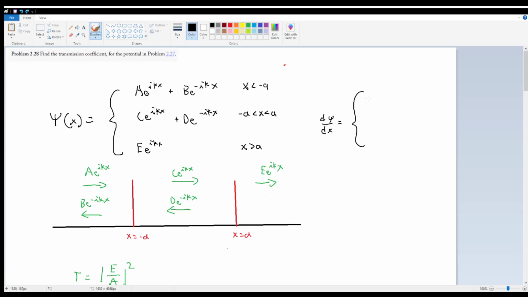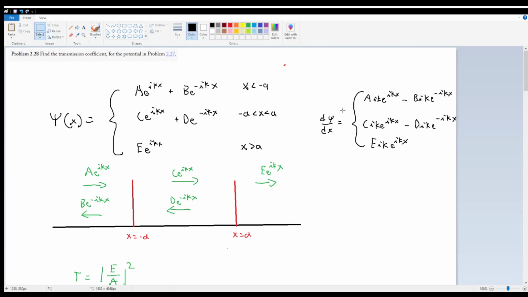Well, maybe I want to write the constants in the front first. So a i k e to the i k x minus b i k e to the negative i k x. And then we have c i k e to the i k x minus d i k e to the negative i k x. And then finally e i k e to the i k x.